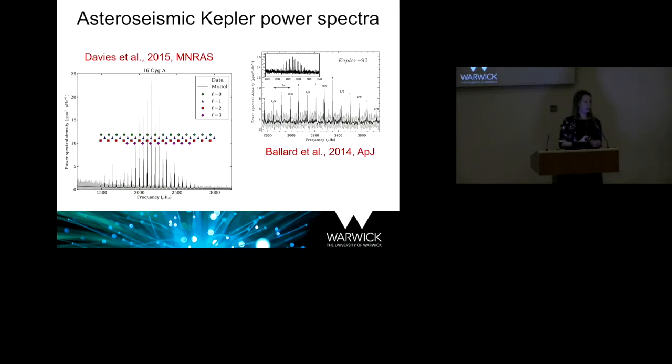So hopefully to convince you that we really are talking about the same kind of thing, these are two power spectra from two stars that are fairly similar to the Sun that were observed with Kepler, and you can see the rich array of oscillations again, and you can see that characteristic shape that we saw with the Sun's power spectrum.